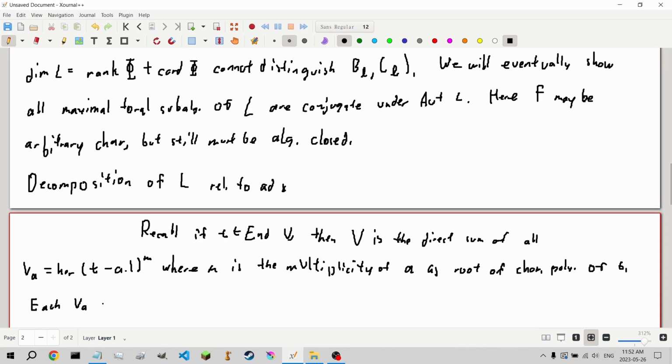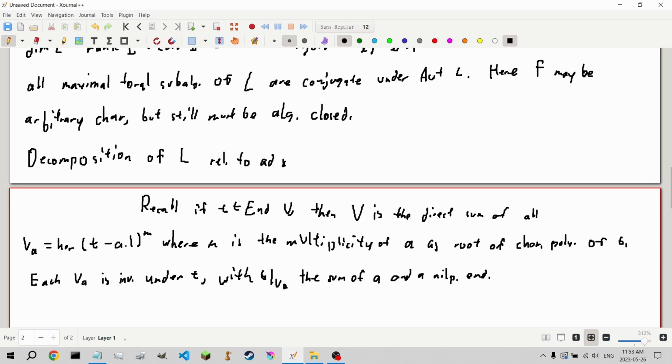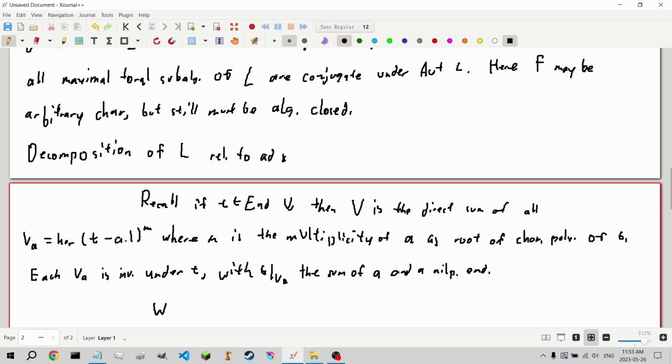Each V_a is invariant under T, with the restriction of T to V_a as the sum of the scalar a and a nilpotent endomorphism. So the idea is that we apply this to the adjoint representation of an element x. Which, I mean, that's good, the whole chapter title, I guess.